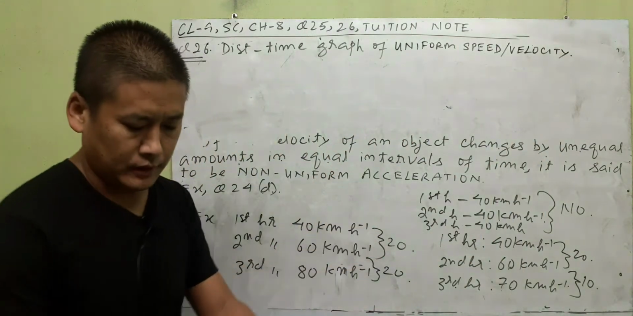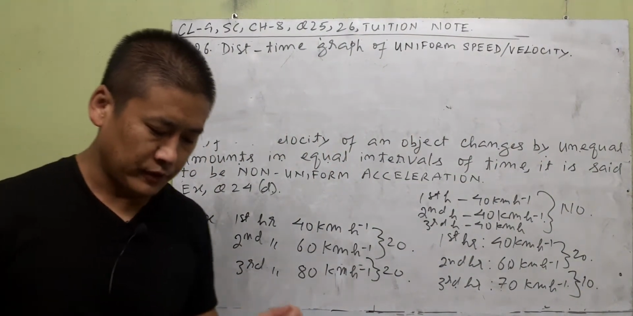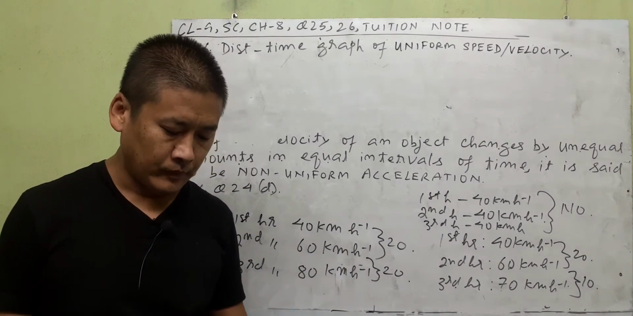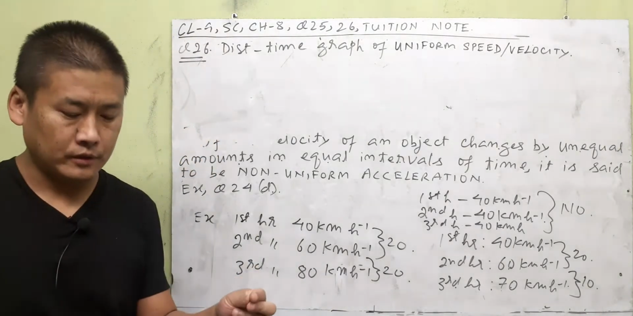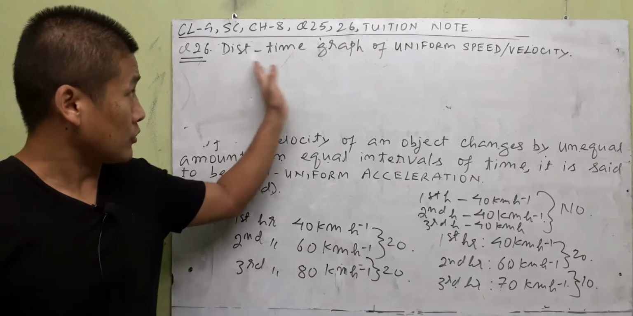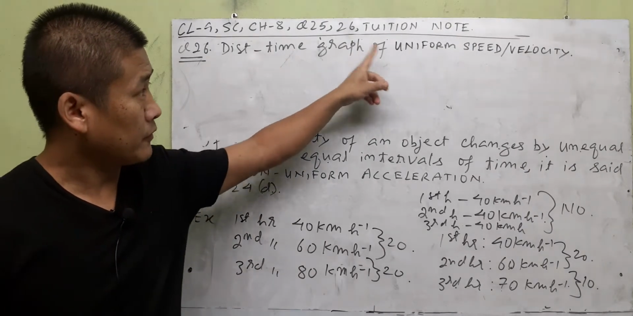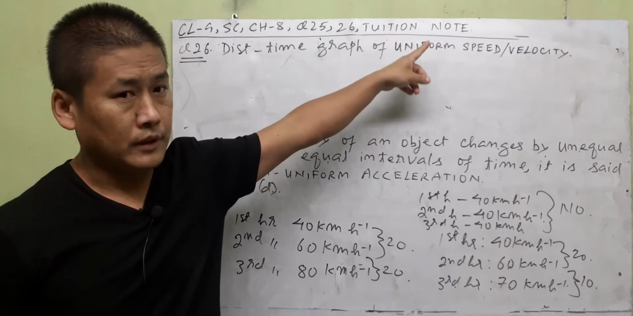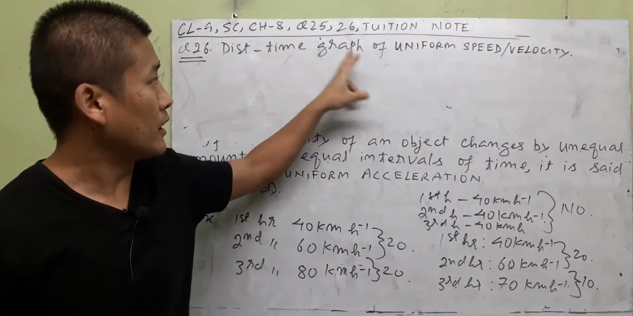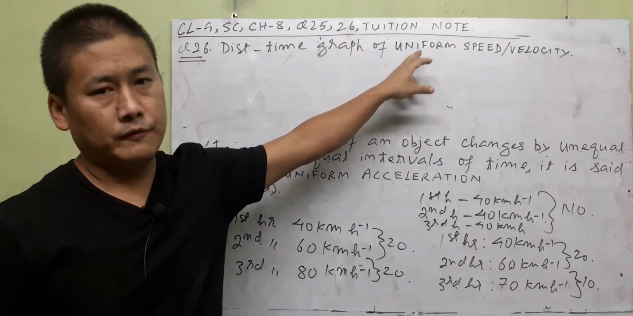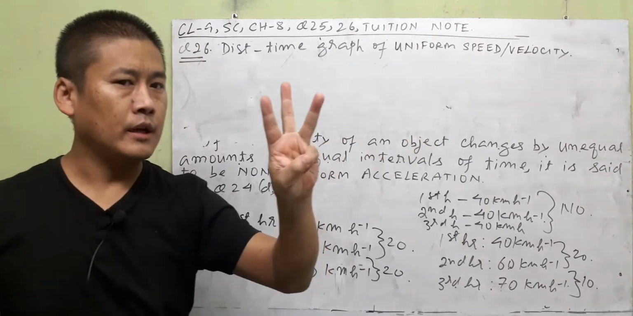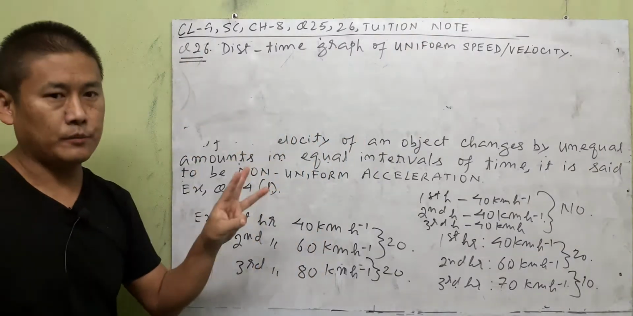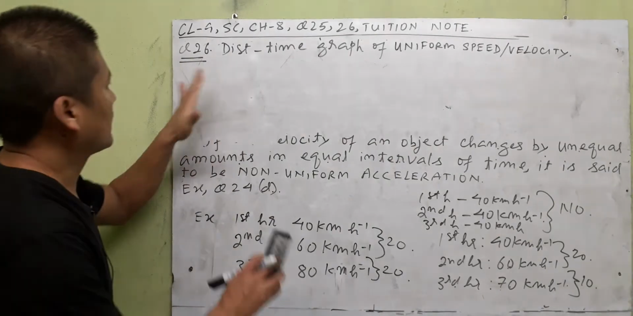The question on your tuition note reads, write a brief note on the distance time graph of an object moving with uniform speed or velocity. I've just shortened it to distance time graph for uniform speed or velocity. The next two questions, 27 and 28, we will discuss distance time graph for non-uniform motion and for stationary object. There are three distance time graphs in this chapter in motion, but in this class, we'll discuss only this.